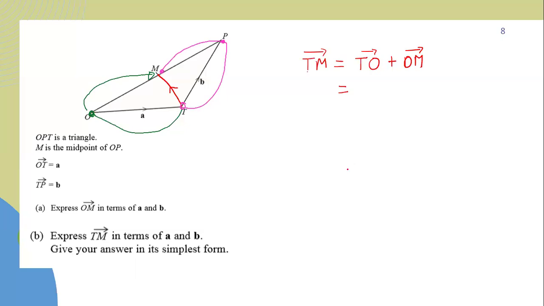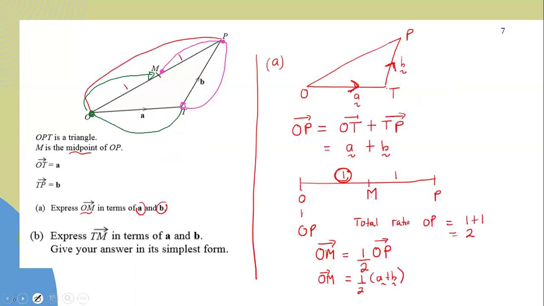I'm looking through the chat. Aha, very good. It is negative A. Very good. Yes, because initially they told us that O to T was equal to A. And since we are opposing the direction, this one is going to become a negative. So here we shall have negative A plus our O to M. And our O to M, we obtained it as a half into A plus B. That was our O to M.